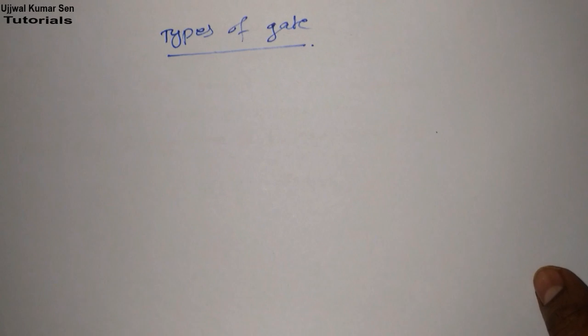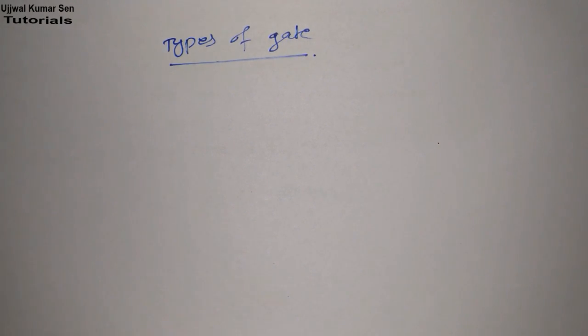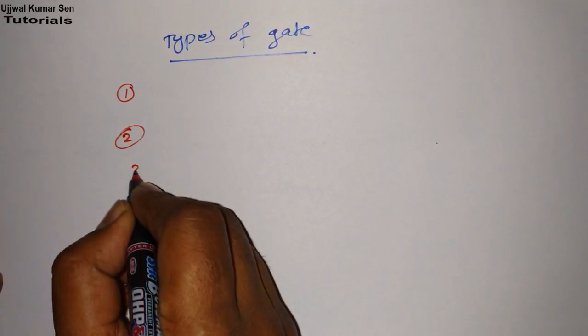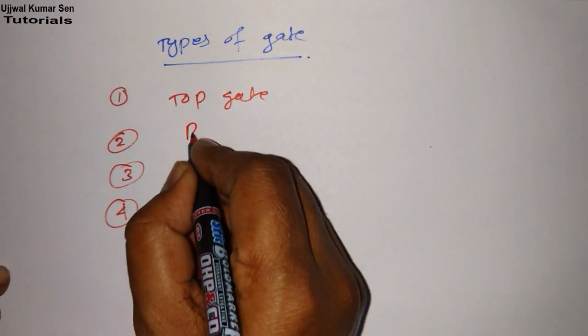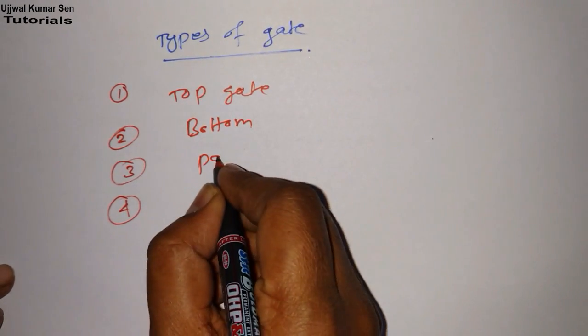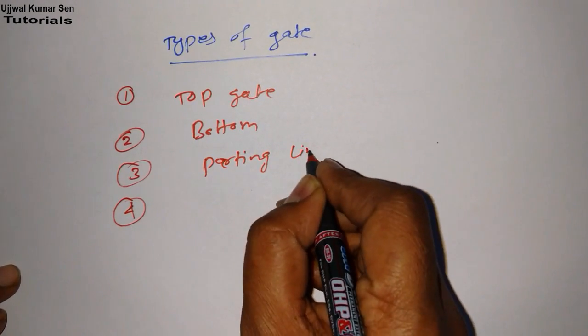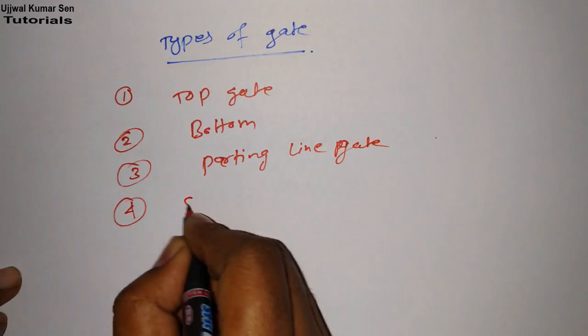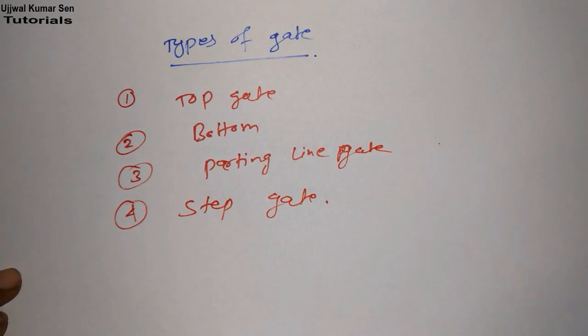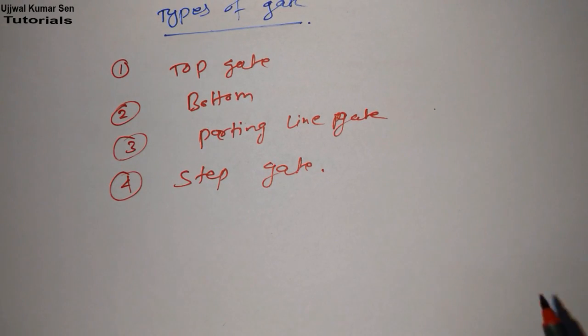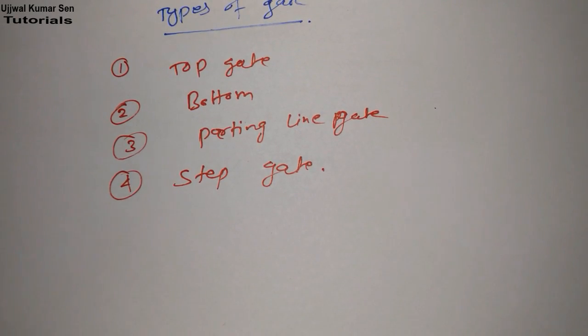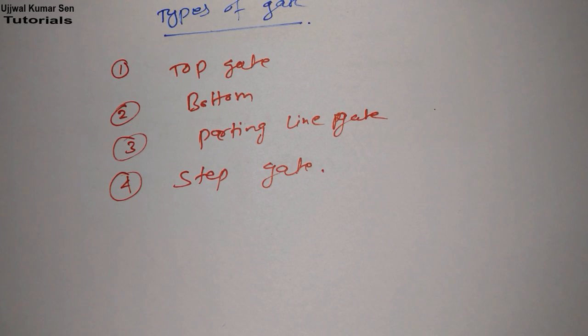Now we'll go for types of gate. What are the types of gate? If you have gone through any book a little bit, you will see there are many types of gate. Basically there are 4 types of gate: top gate, bottom gate, parting line gate, and stab gate. I'm going to share with you what each is and what you need to remember if you want to have the basic concept.